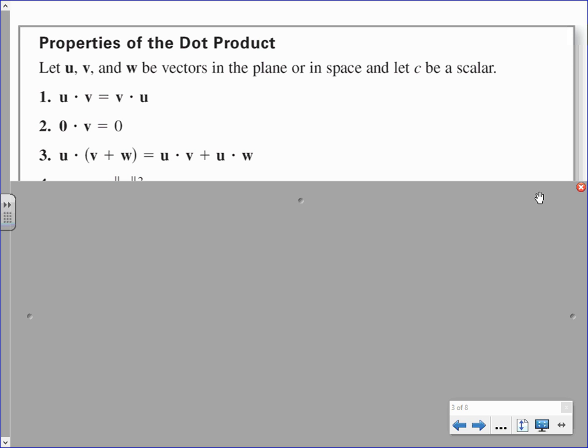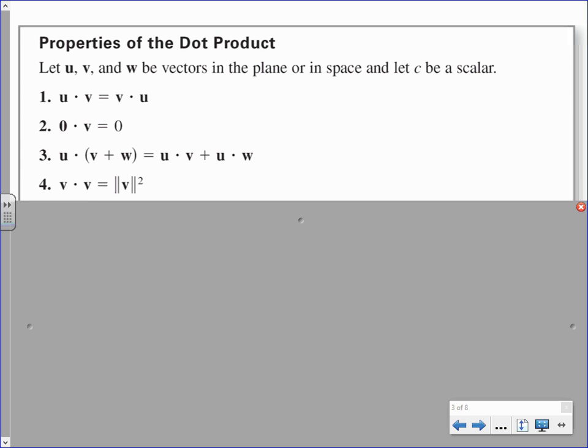Distributive property, right? If we have the dot product between u and v plus w, you could distribute that to be u dot v plus u dot w. Okay, it's just multiplication, right? This is the one that I find the most interesting and one that you may want to write down. V dot v is the magnitude of v squared.